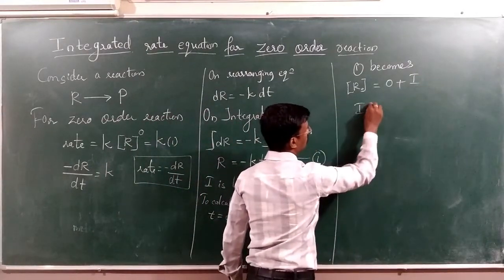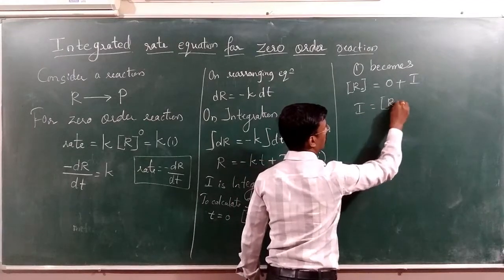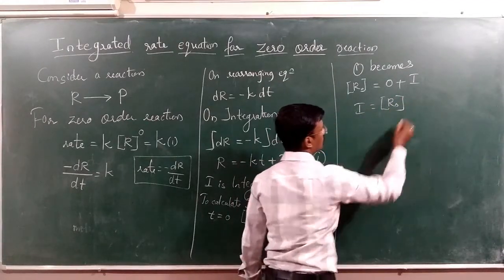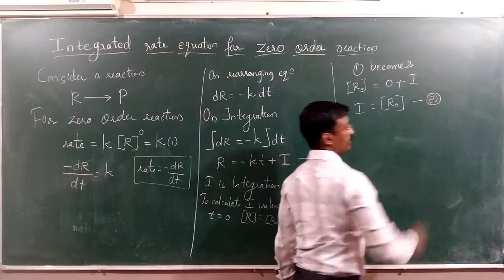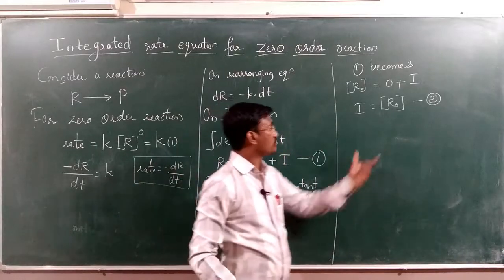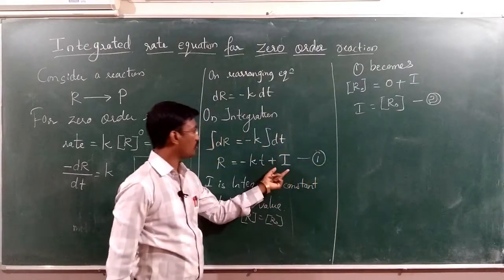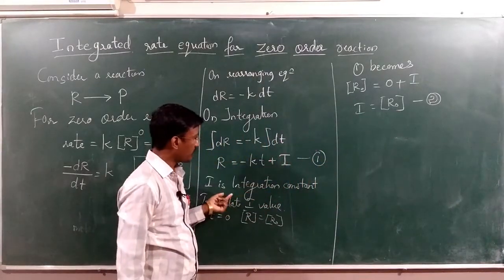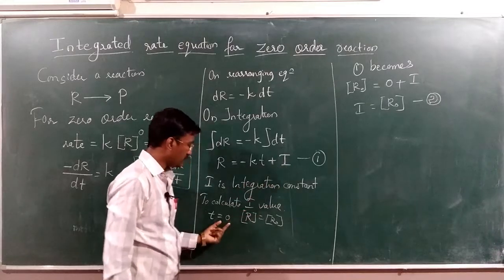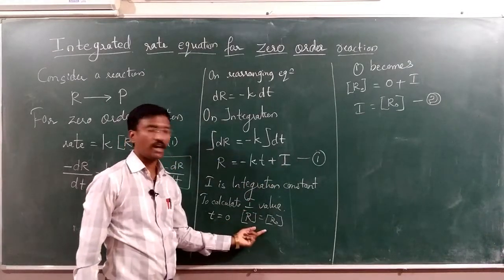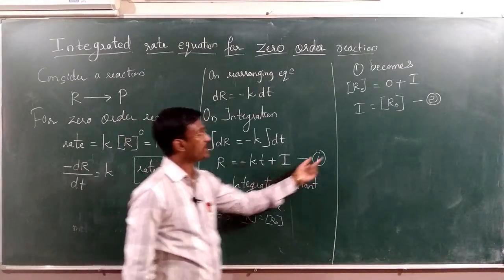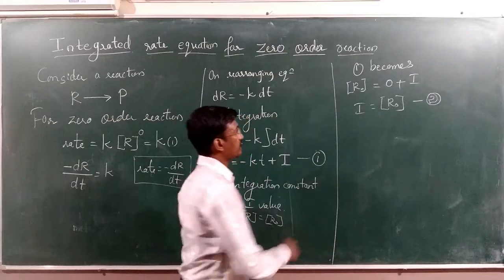Therefore, I is equal to what? Concentration of R naught means I is equal to R naught. Take this as equation number 2. We will substitute equation number 2 in equation number 1, because we calculated the I value by keeping T equal to 0 and R equal to R naught. Therefore, I becomes R naught.